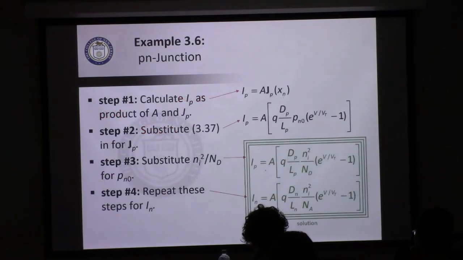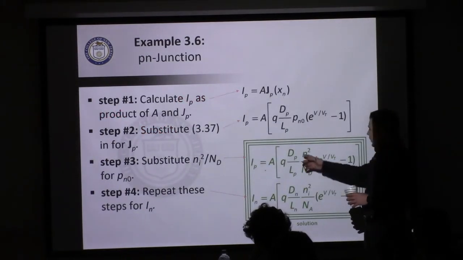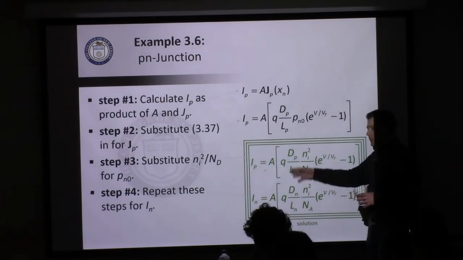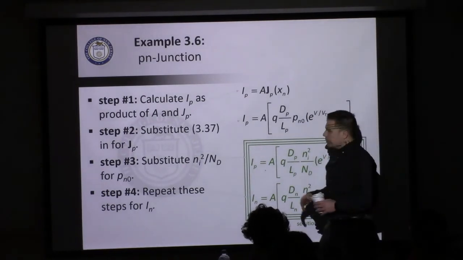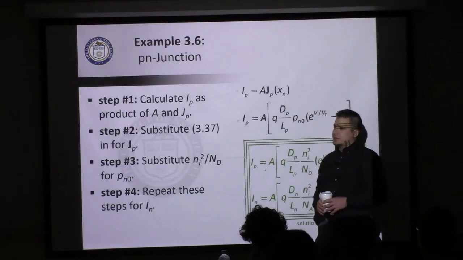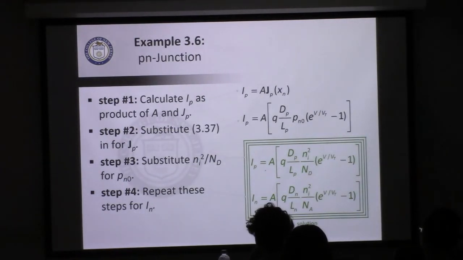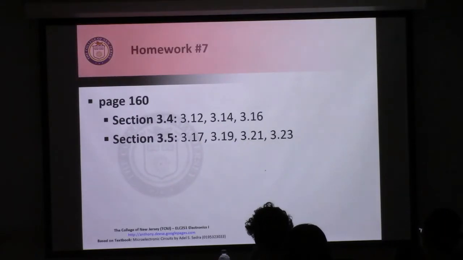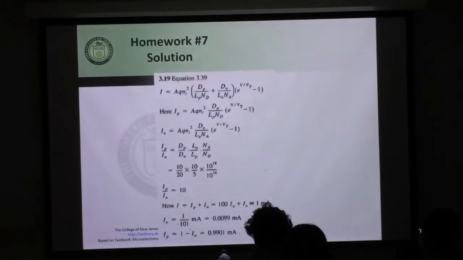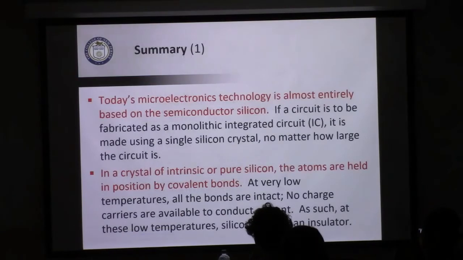For the solution, I only included the expression. We already have all these values. We know what V is. We know what the rest of the constants are. So you could plug in the values and get the number, but I just gave you the expression. This is homework 7, which is one of the two that I asked you to complete before we get back. And then here's the summary.